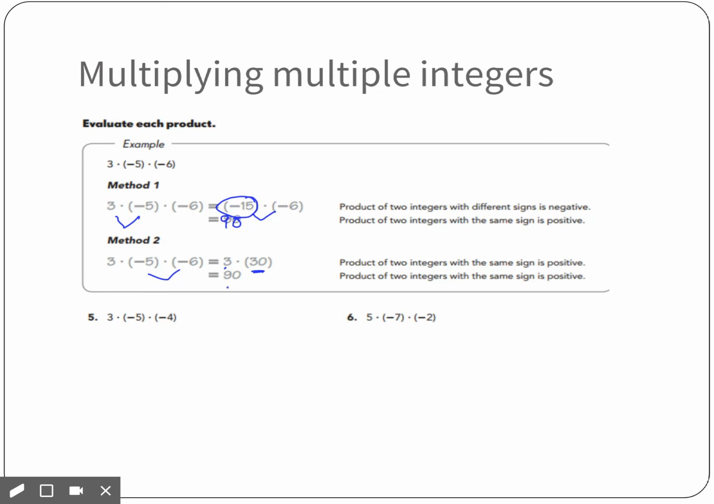So we'll do number 5 with method 1. First, we'll do 3 times negative 5 to get negative 15 times negative 4. Negative 15 times negative 4. The negative tells me my answer is positive. And 15 times 4 is 60. Method 2 for number 6, multiply both the negatives first. Negative 7 times negative 2 is a positive 14. So then I have 5 times 14, which would equal 70.